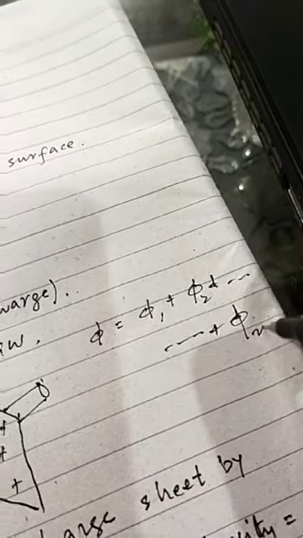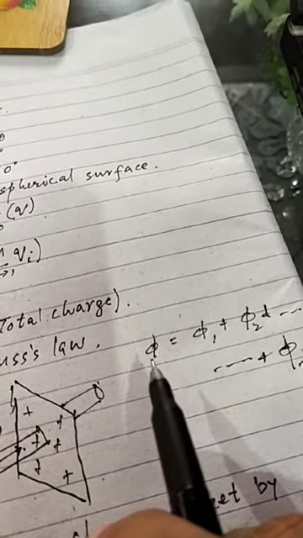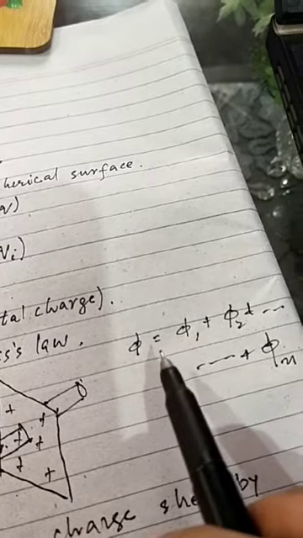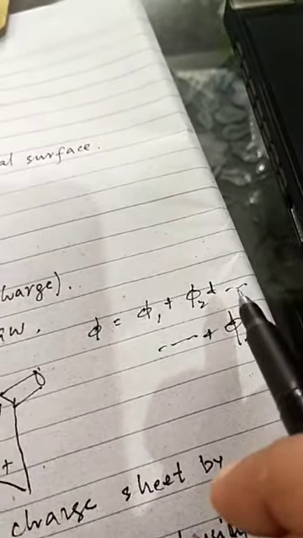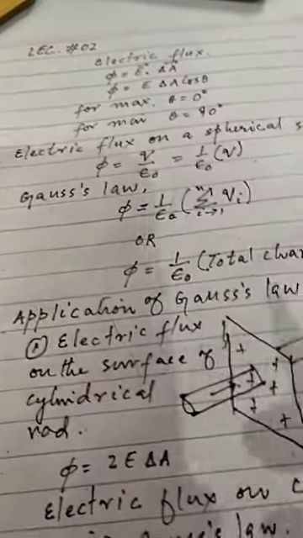phi n. And the second statement of Gauss's law was, the total electric flux on the surface of an irregular body or hypothetical surface is always equal to the sum of all fluxes of small spherical surfaces. And there were 3 applications of Gauss's law.